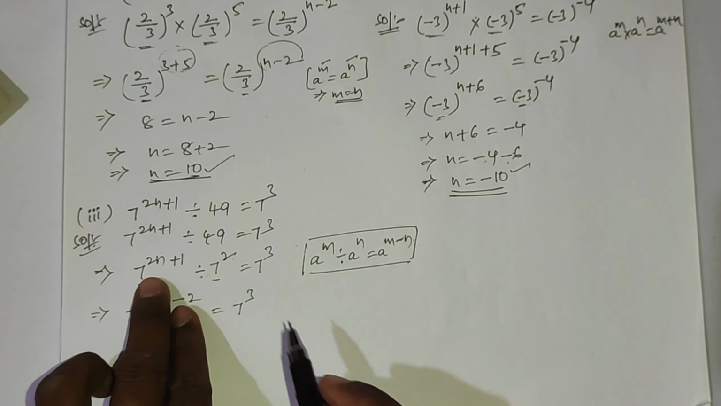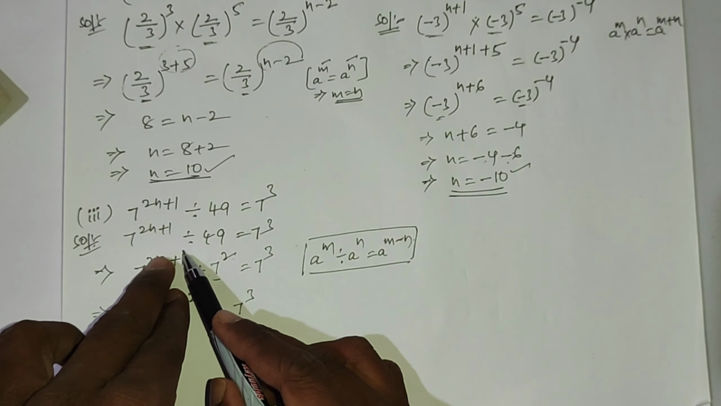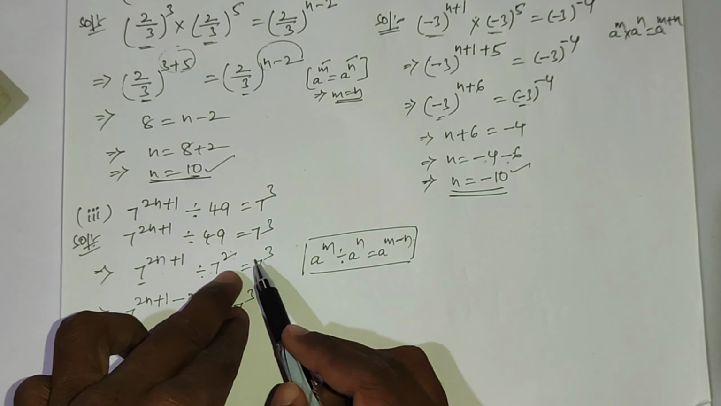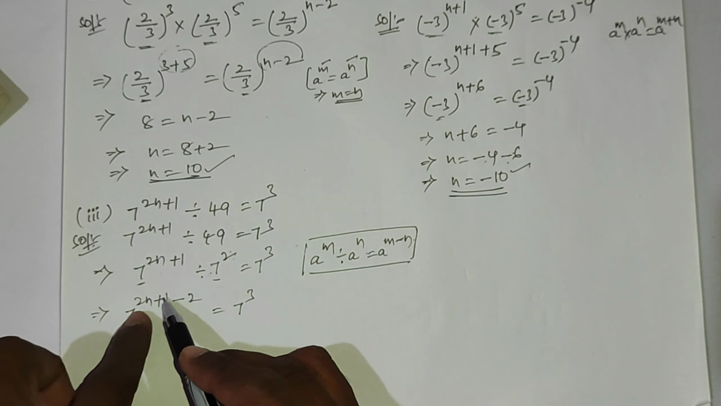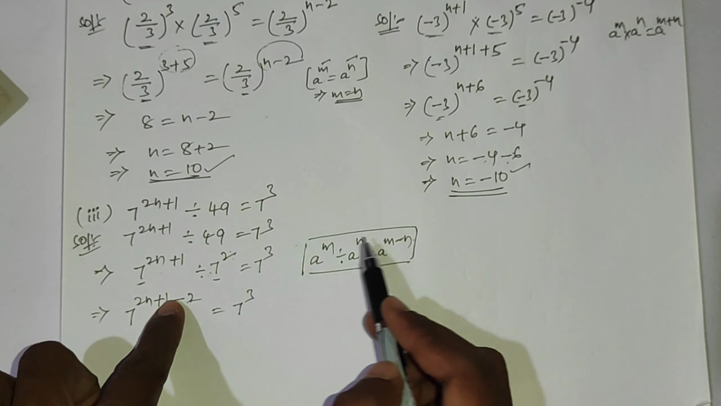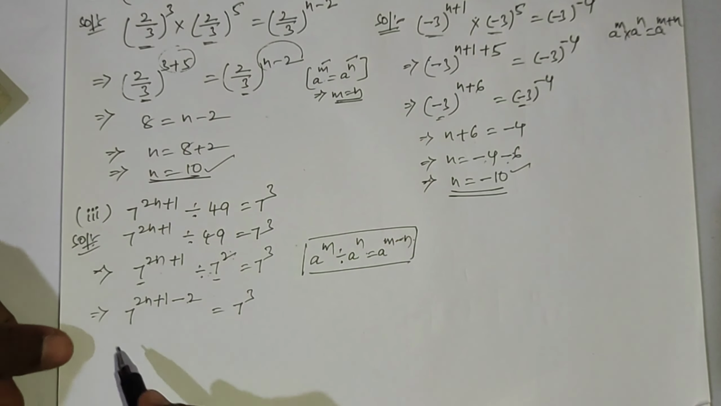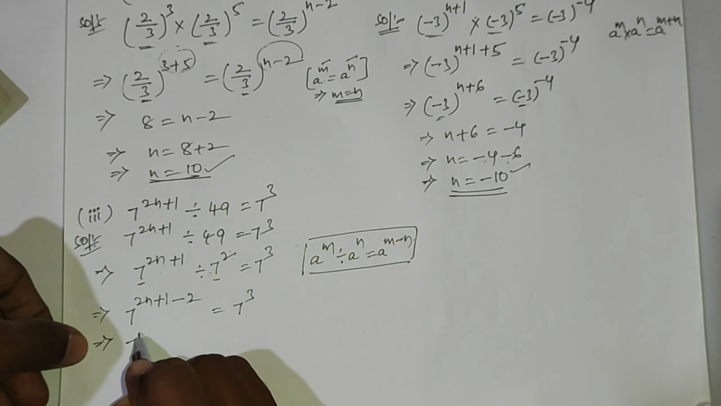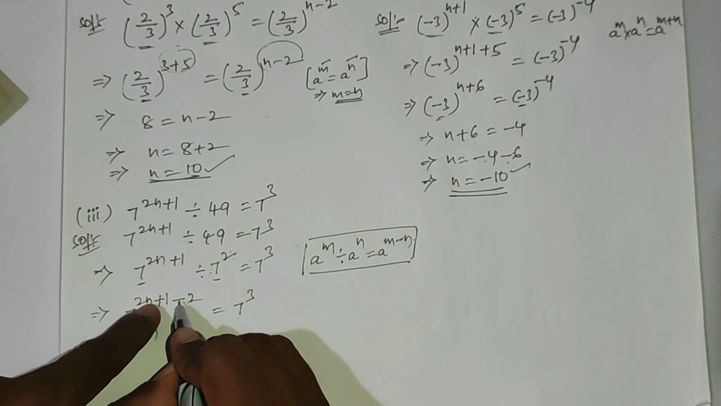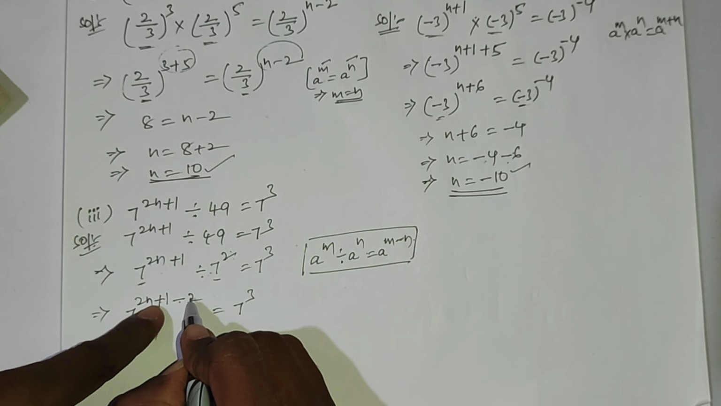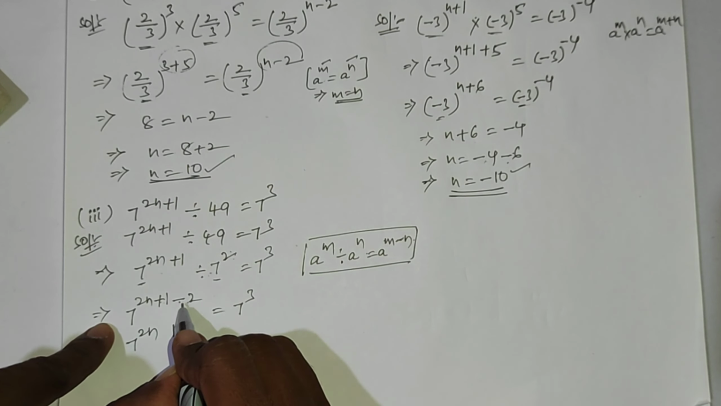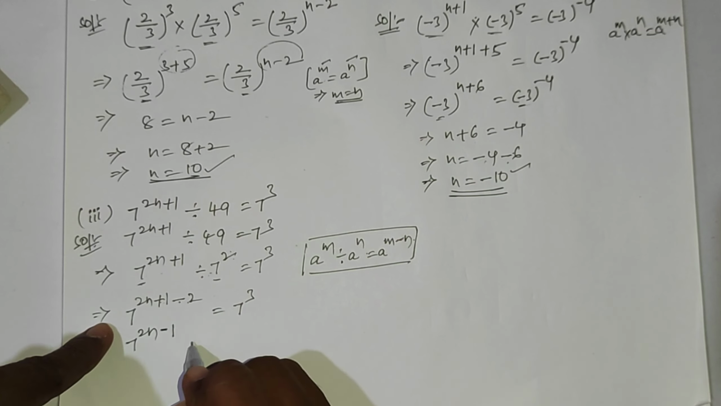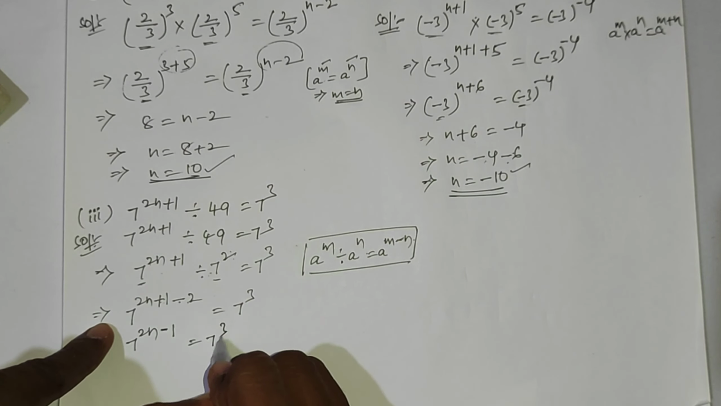Clear? It is in the form of a power m divided by a power n. Then what is the formula? a power m minus n. m is 2n plus 1, minus, n value 2, I replaced here. This implies now 7 power 2n plus 1 minus 2. Then 1 minus 2: 2 is the greater number having the minus symbol, so keep the minus symbol. 7 power 2n minus 1 is equal to 7 power 3.